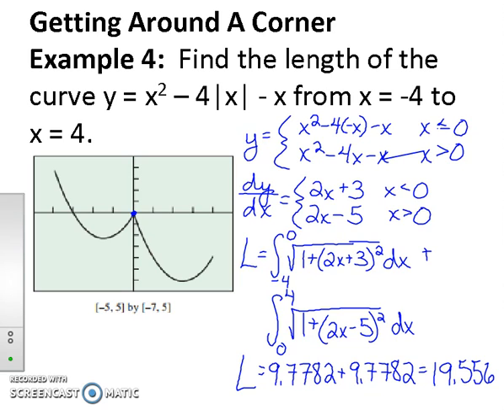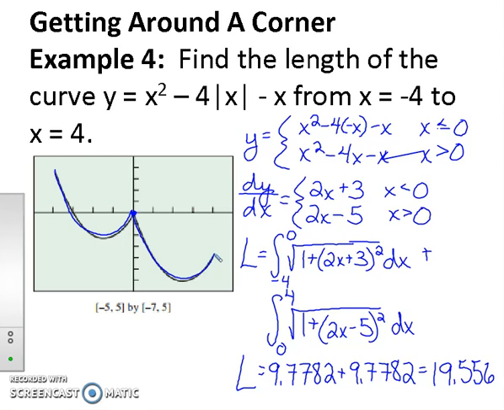That's again something you could not integrate by hand. So you would have to math 9 that. When you do that, you add the two pieces together, you get 19.556 for the length of the entire curve here.